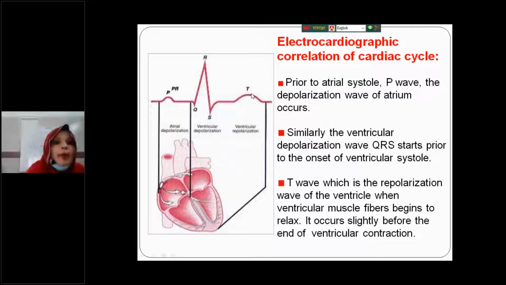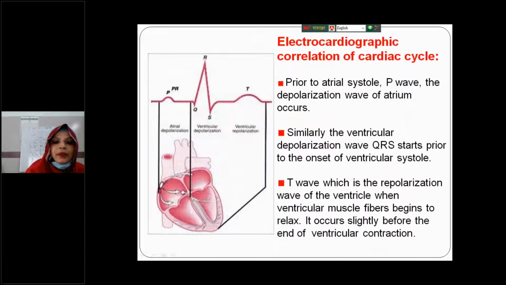Now, what about the T wave? The T wave is the repolarization wave of the ventricle. Of course, we know that it is the ventricular repolarization wave. When ventricular muscle fibers begin to relax, that is slightly before the end of the ventricular contraction, just the last portion of the ventricular contraction or ventricular systole, at that time the T wave occurs.